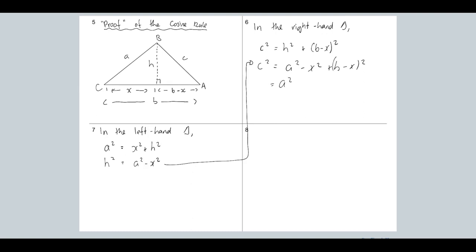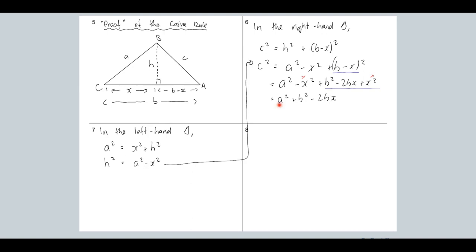Now, if I expand that a little bit and simplify it, I get a squared minus x squared plus b squared minus 2bx plus x squared. That's just the expansion of that. Okay, that's a straight perfect square expansion. And can you see that this and this will cancel out? So this minus x squared plus x squared is 0. And so I'm left with a squared plus b squared minus 2bx. So that's all right. Nice and much simpler.